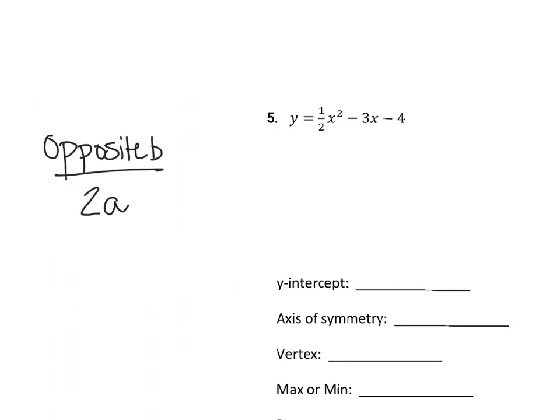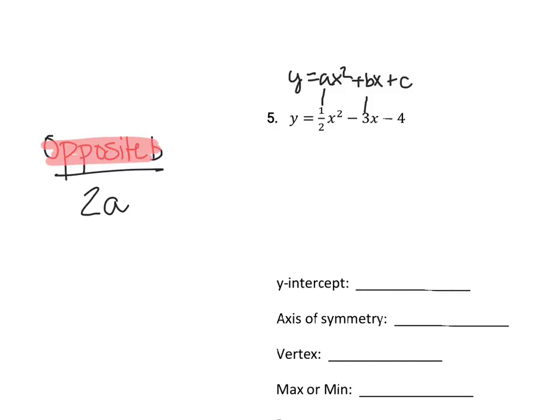Okay, so I'm going to look at problem 5 with you on the back and just help you get started on this one. I'm going to help you with getting the vertex set up. So remember, to find the vertex, we need to know our equation of standard form, which is y equals ax squared plus bx plus c. So that tells me in this problem a is 1/2, b is negative 3.